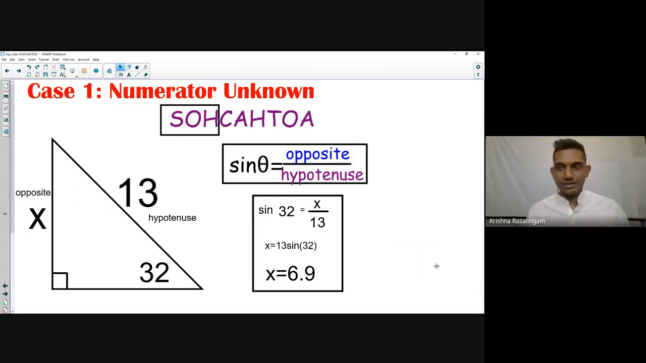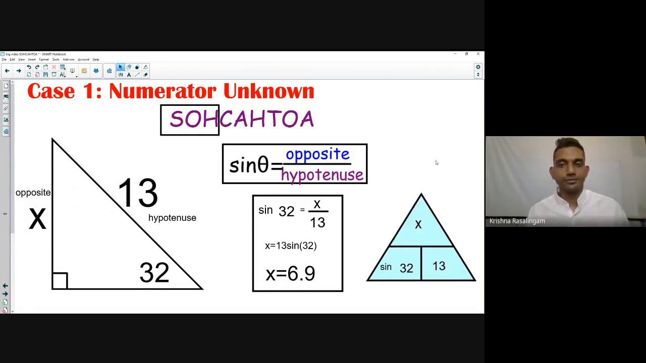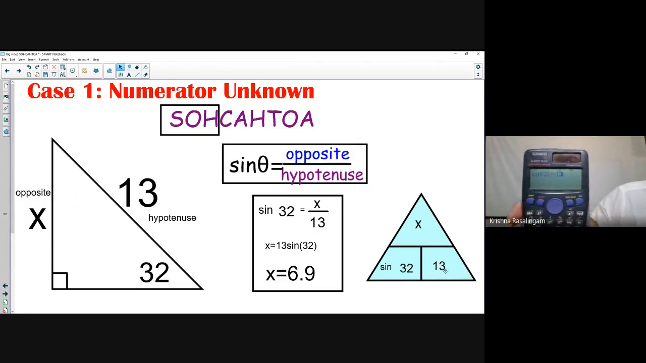So if that is the case, I suggest you use the formula triangle. You may have seen this in physics or in other sciences. At the top of the triangle, we'll have the opposite, so that's x. At the bottom left, we'll have the trig function, which is sine 32. And here we have the hypotenuse, which is 13. So if you put your thumb over the bit that you need, that is x, that means you need sine 32 times 13. If you type it that way, it's very important that you close the bracket after the 32. And you will get the same answer.